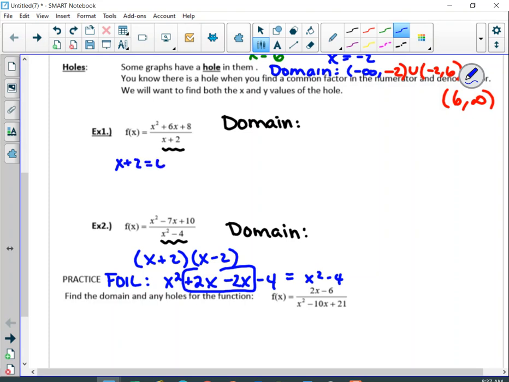So x plus 2 equals 0, x equals -2. I saw a lot of you had this. Negative infinity to -2, -2 to infinity.